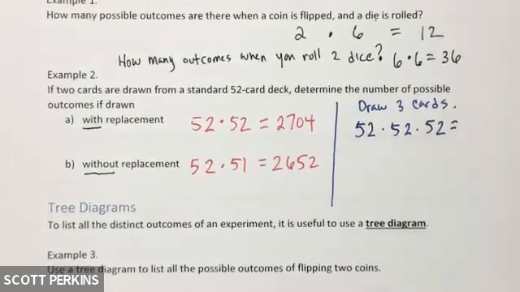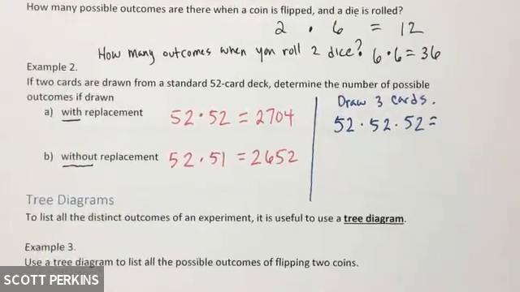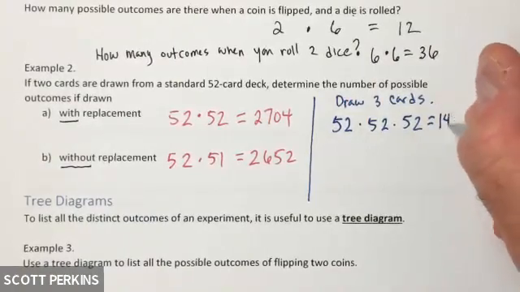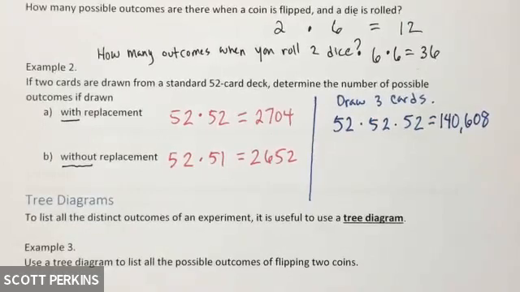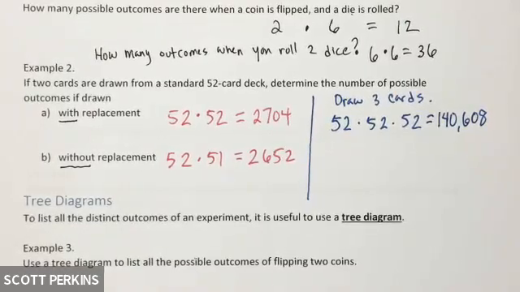Fantastic. Well done. I appreciate your helping me out. So 52 times 52 times 52. Did we all get, wow, that's a lot of options. 140,608. That's the number of combinations of 3 cards you can get when you do that.